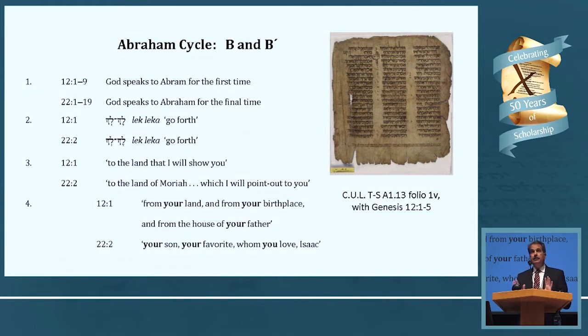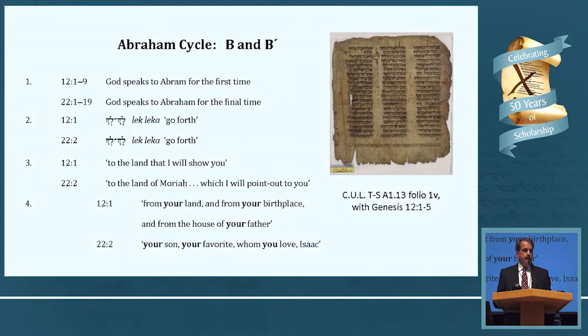So I'm using B and B prime for the next few images here. This is not on your handout. To give you a sense of how they match up. In chapter 12, God speaks to Abraham for the first time. In chapter 22, he speaks to him for the last time. So there you can see how those are going to be this envelope with the genealogies on either side, and then all the story unfolding in the middle.